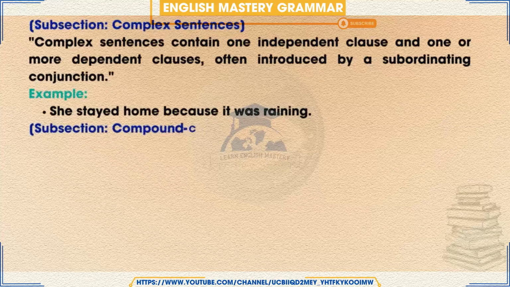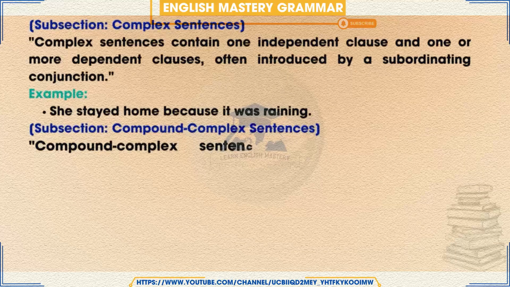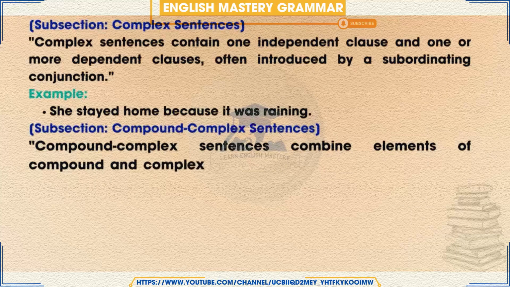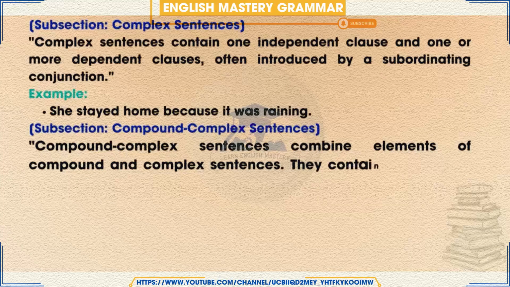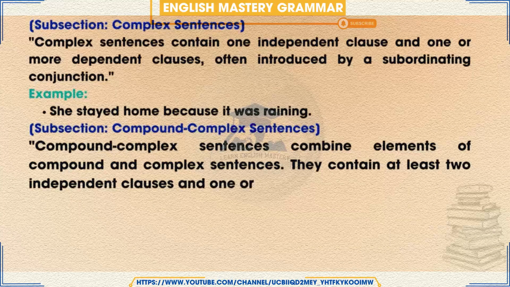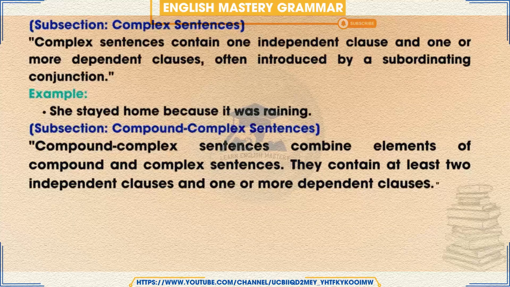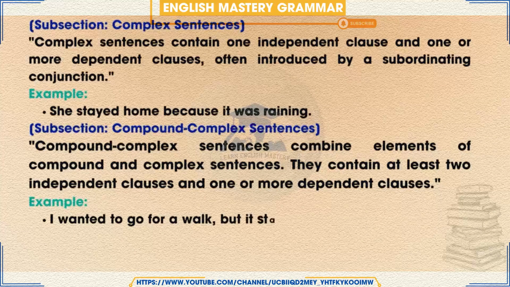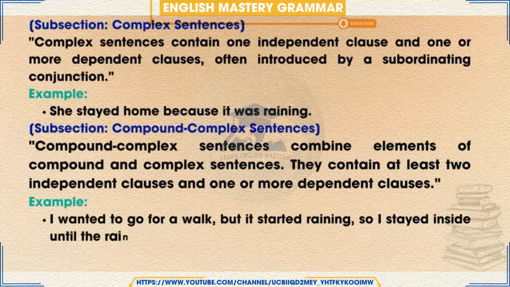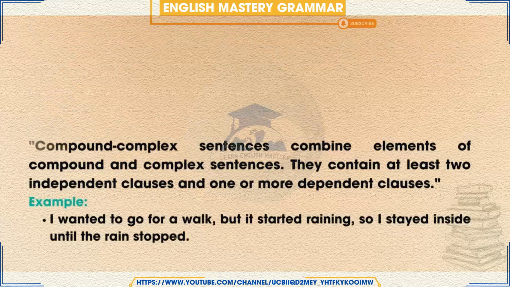Subsection: Compound-complex sentences. Compound-complex sentences combine elements of compound and complex sentences. They contain at least two independent clauses and one or more dependent clauses. Example: I wanted to go for a walk, but it started raining, so I stayed inside until the rain stopped.